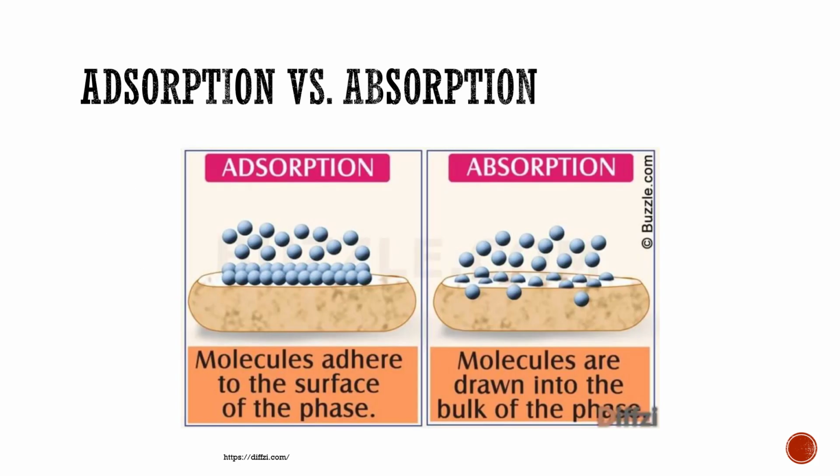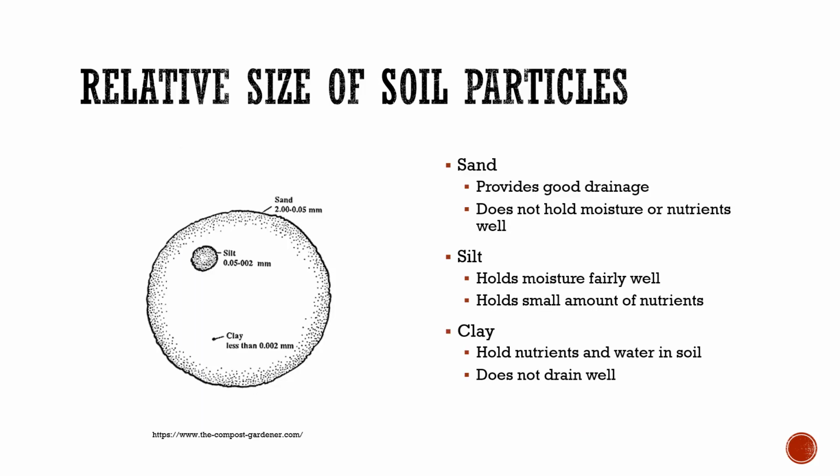Okay, here's adsorption versus absorption. Adsorption is when molecules adhere to the surface, and absorption is when they're drawn into the surface. So here's the relative size of the particles again. Sand provides good drainage. It does not hold moisture or nutrients well, though. Silt holds moisture fairly well. It holds small amounts of nutrients, and clay holds nutrients and water in soil but does not drain well.